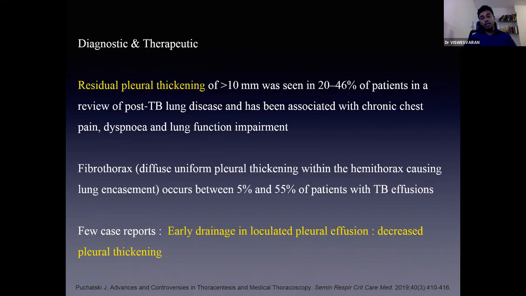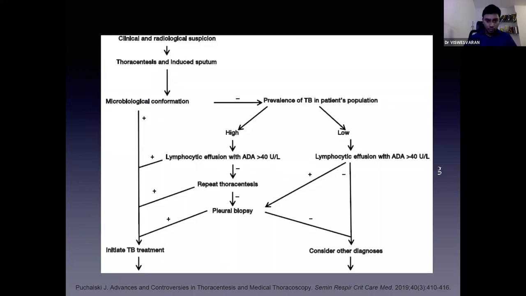And there are few case reports which have said that the early drainage of the loculated pleural effusion in tuberculosis will help to decrease the pleural thickening, though it is still under a research topic and still the management is controversial. So this is one of the slides where you have a clinical and radiological suspicion, you do a thoracocentesis, you are in a high TB setting condition, and you have a lymphocytic effusion with an ADA greater than 40, well and good, you treat it as tuberculosis.